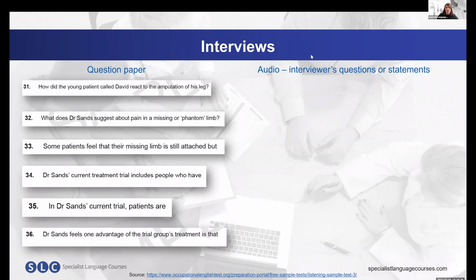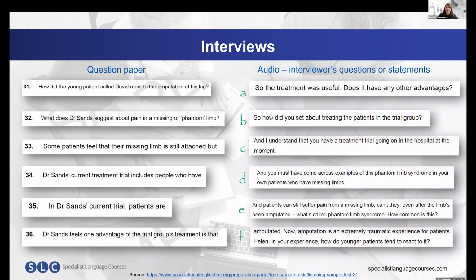So notice that some of these are questions and some of these are sentences that we need to complete. So let's take a look at the interviewer's questions or statements, and let's match them. All right. So we have got extracts from the audio A to F. And what we want to do is see what exactly the interviewer says to show us that we're moving on to the next question. So let's do number one together.